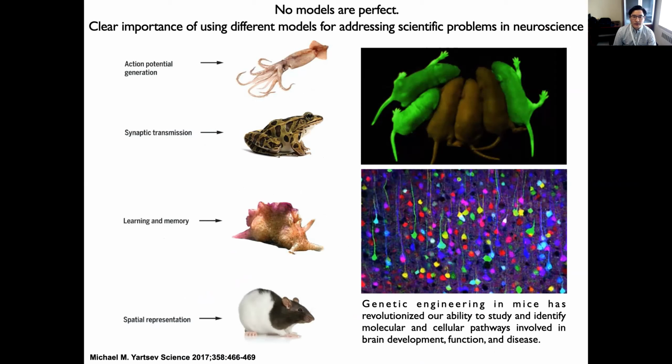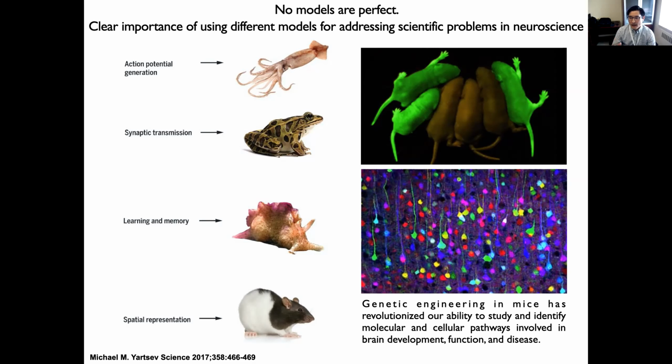For example, the squid for the Hodgkin-Huxley action potential generation, synaptic transmission in the frog, Aplysia for learning and memory, and say rodents for spatial navigation and things like that. There have been really well-studied models that have helped answer some very fundamental questions in the field of neuroscience. An additional model that's been very helpful and actually revolutionized the field is genetic engineering in mice.